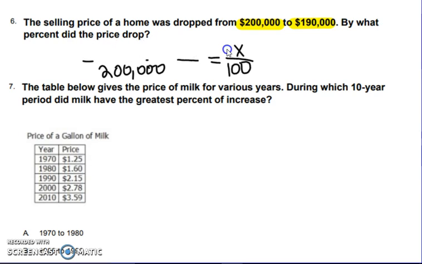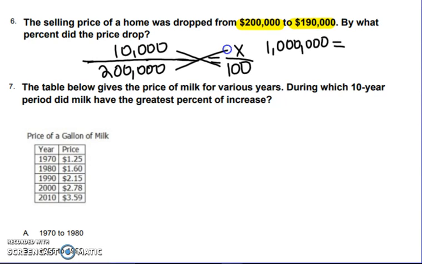I'm going to subtract this. 200,000 minus that gives me $10,000. So what I'm going to go ahead and do is cross multiply, and I am going to be left with a lot of zeros. That looks like 1 million, and I'm going to multiply that, so that's 200,000x. It's too many zeros to write, so I'm going to pop 1 million divided by 200,000 into my calculator, and when I do that, I get a nice 5%.